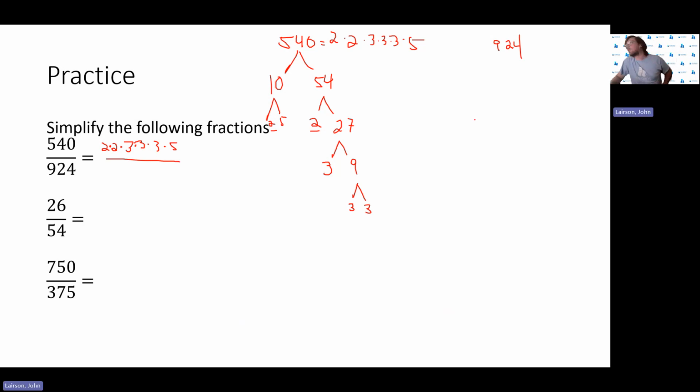And now I still need to find the prime factorization of 924. This is even, so I'll pull out a 2. 924 divided by 2.